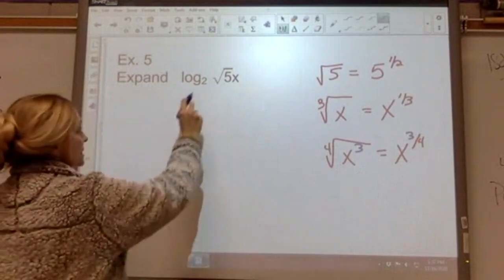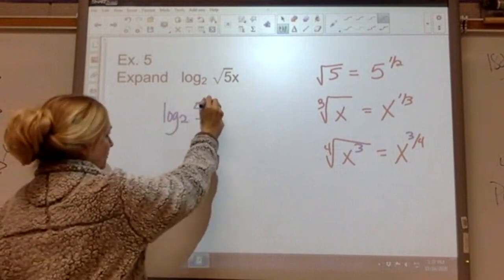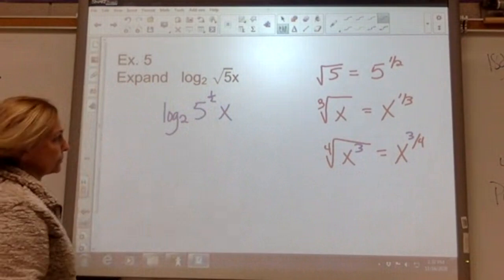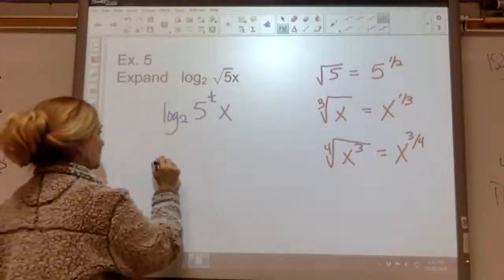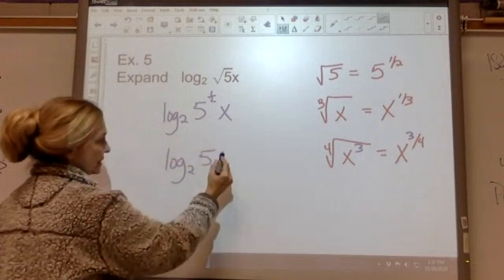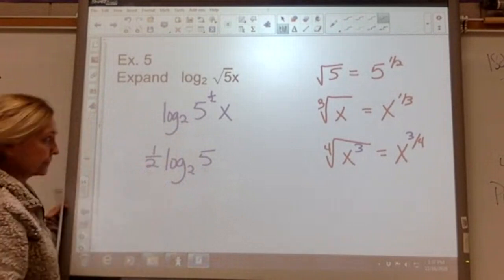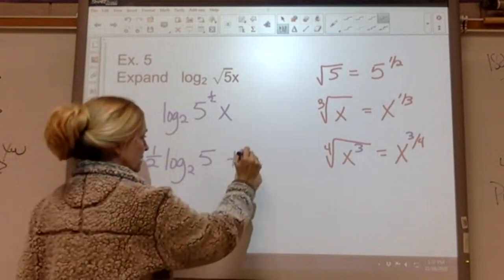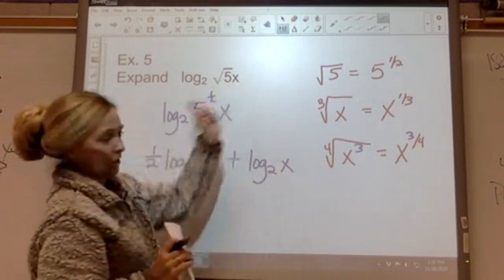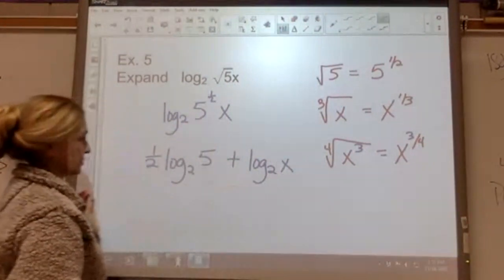So we're going to rewrite this. This is really log base 2 of 5 to the 1/2, and then x. So it's going to become 2 logs. I have log base 2 of 5, and this 1/2 exponent moves to the front and gets multiplied by the log. And then I have plus log base 2 of x. And x was not under the radical, and it doesn't have an exponent like a 1, so this is the answer.